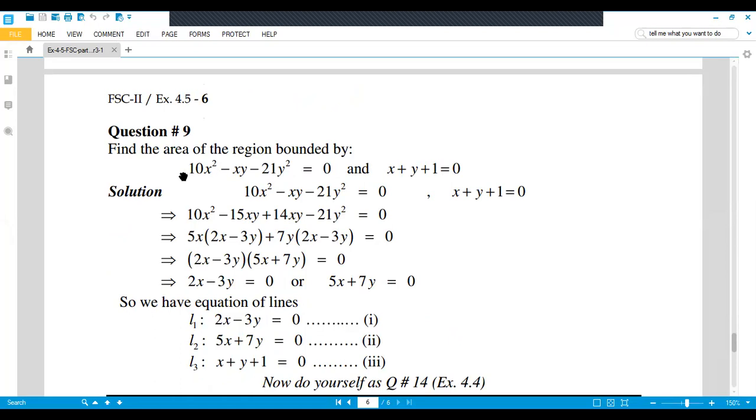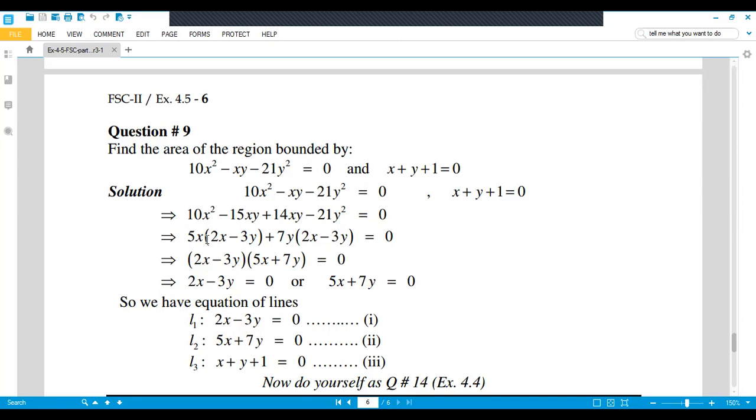21 into 10 is 210. We need factors of 210 which, when you multiply, give you 210, and when you subtract them, you get 1. So that is 15 and minus 15 plus 14. When you multiply, you get 210, and when you subtract, you get minus 1. So from the first two values, the common factor is 5 and the common variable is x.